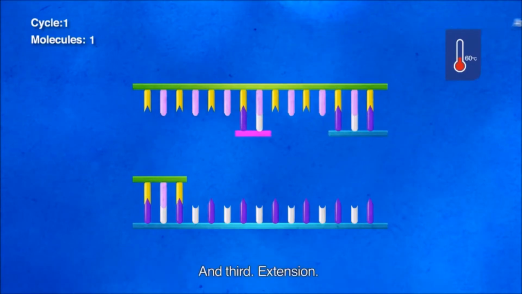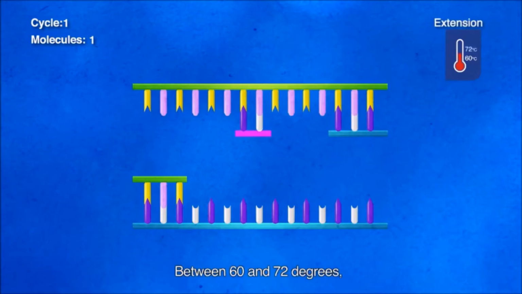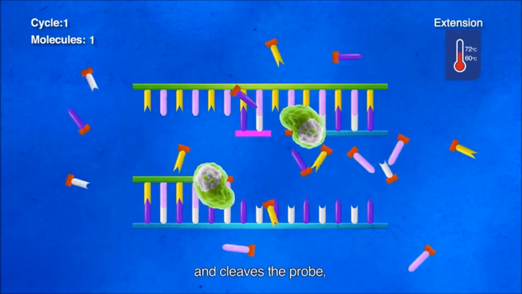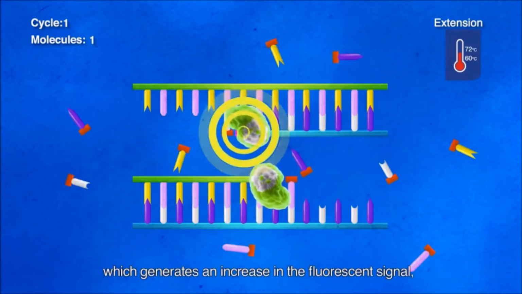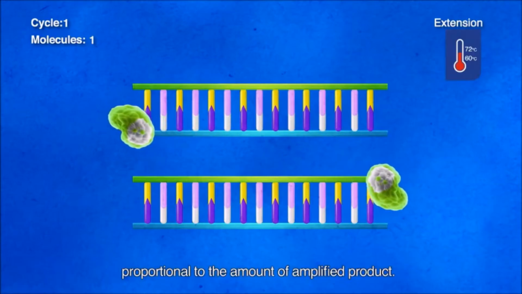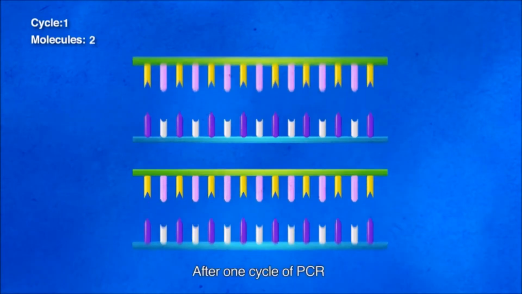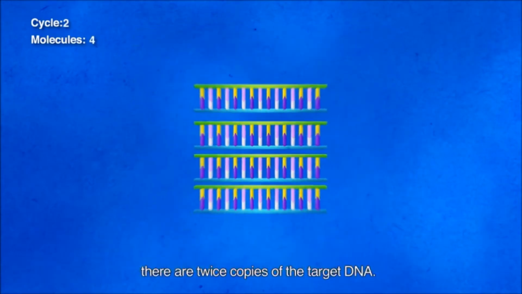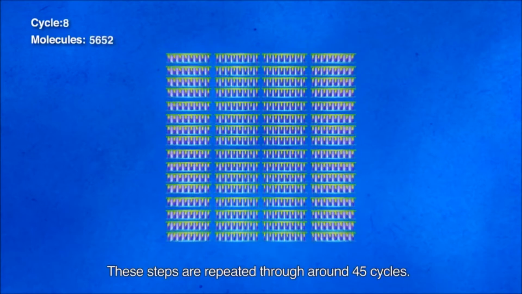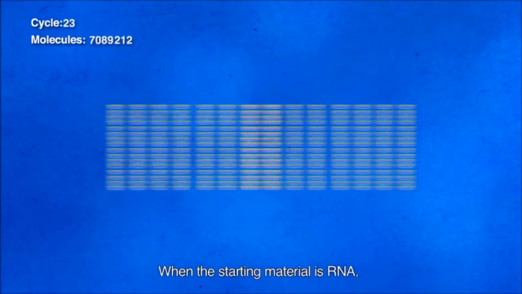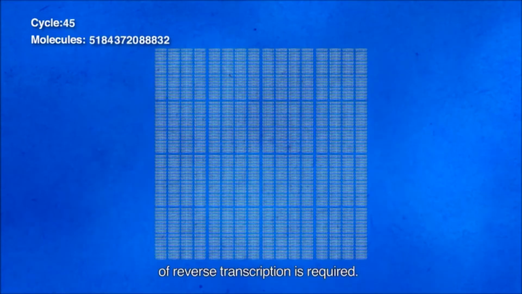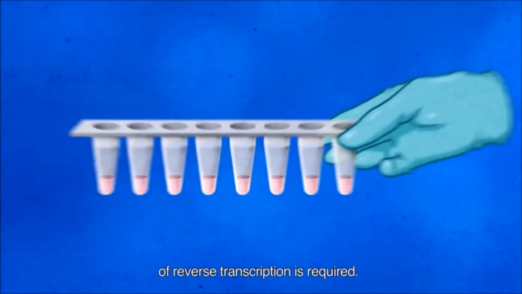This allows the primers and the fluorescent probe to bind to your target sequence of interest. And third, extension. Between 60 and 72 degrees, the polymerase extends the primers and cleaves the probe, which generates an increase in the fluorescent signal proportional to the amount of amplified product. After 1 cycle of PCR, there are twice the copies of the target DNA. These steps are repeated through around 45 cycles.